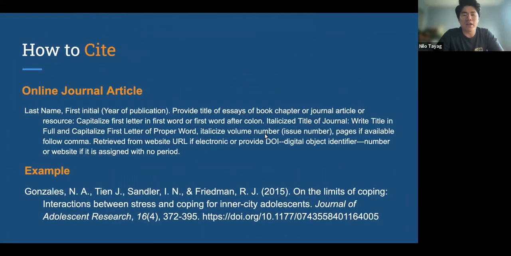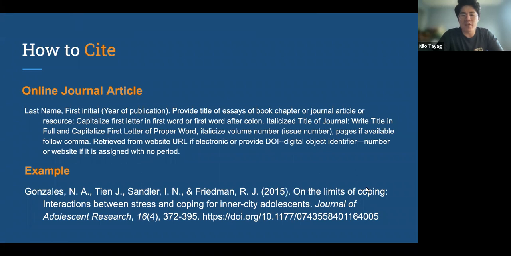So first, we have online journal articles. I know that online journal articles are kind of the bulk of sources used in a research paper. So let's go through this example. First, you're going to include the last names and first initials of each author. After that, we have the publication year in parentheses, followed by a period.